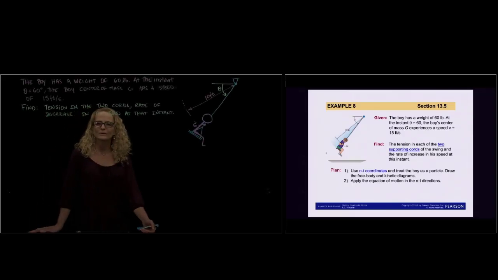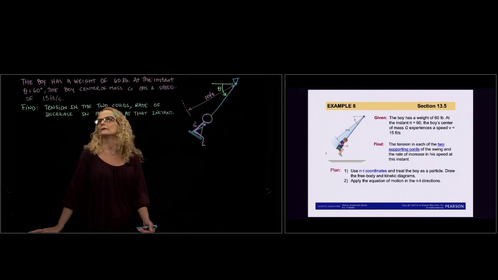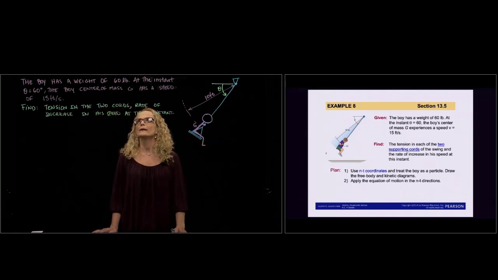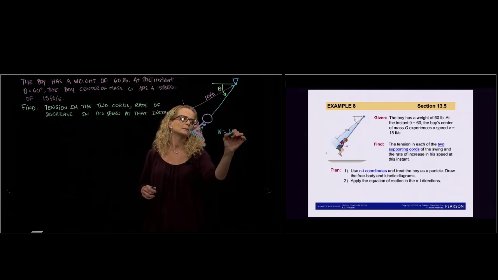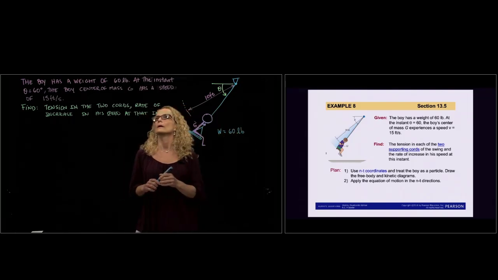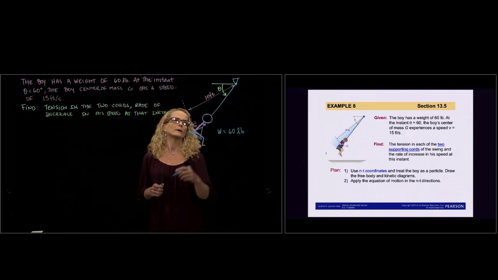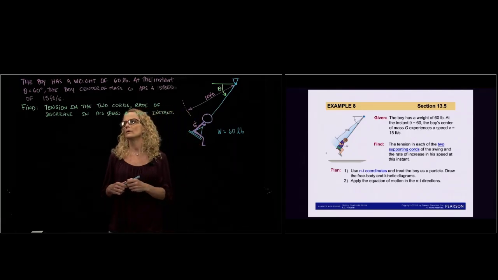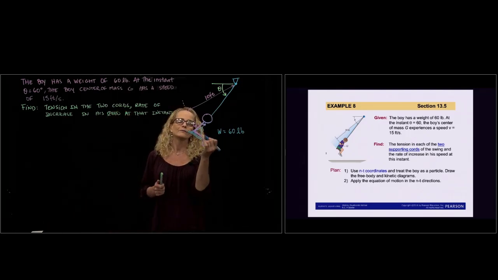Okay, this is example number 8 from section 13.5. We have a boy that is swinging and has a weight of 60 pounds. At the instant shown, the center of mass of the boy, right there, has a speed of 15 feet per second. We know that the velocity is always tangent to the trajectory.